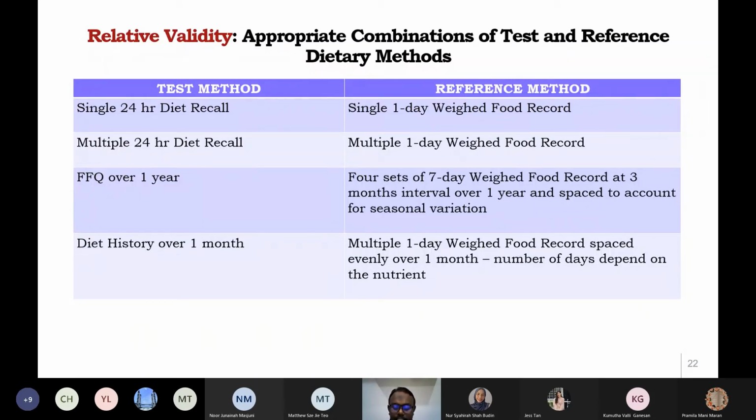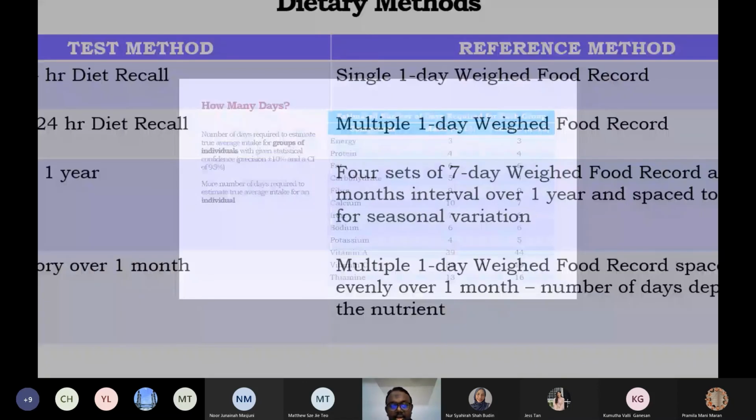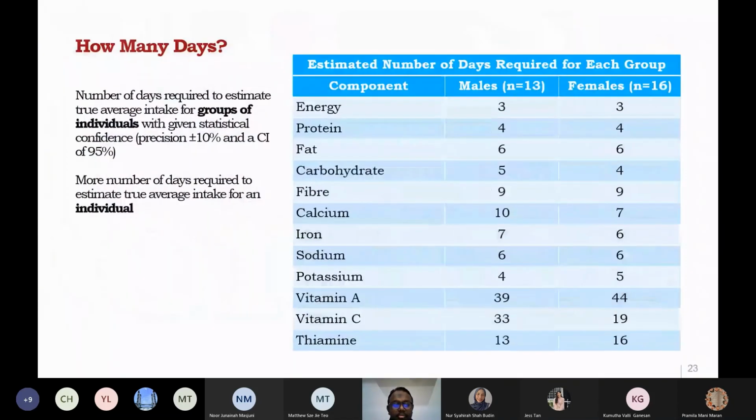Okay. But when deciding how many days are needed, you should see the number of days required to estimate true average intake for groups of individuals with a given statistical confidence. Here we can see that if you are interested in measuring energy intake, 3 days is enough for both male and female. So that's what we are doing now.